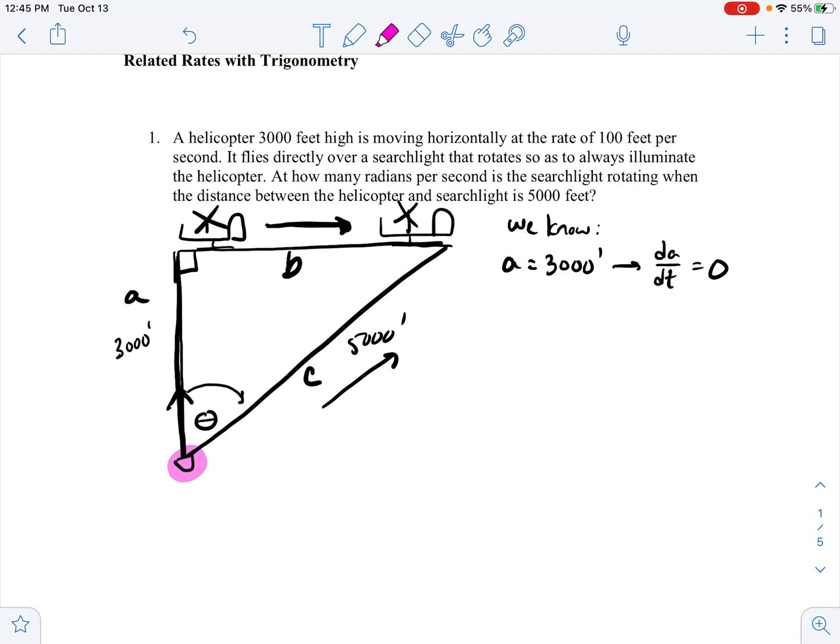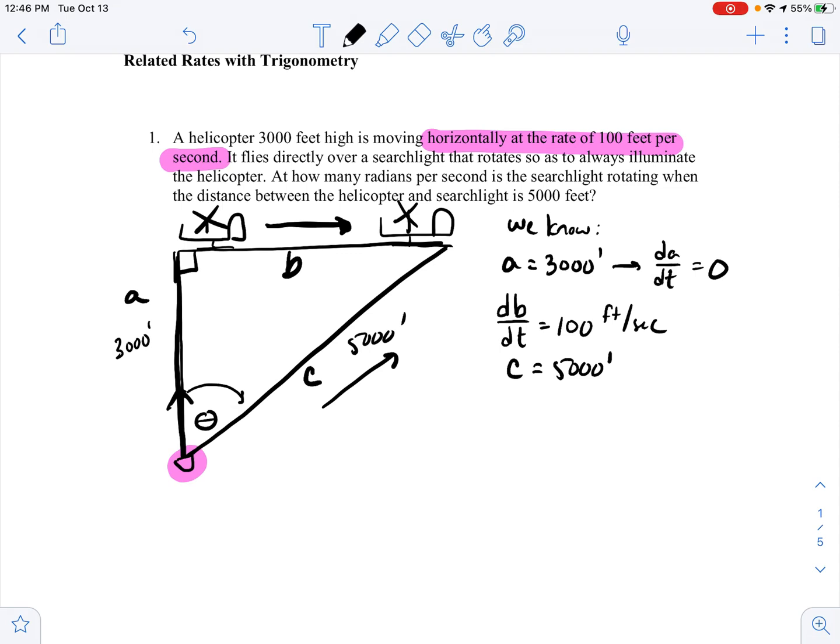Okay, side B, well, let's see. The helicopter is moving horizontally at a rate of 100 feet per second. Well, side B represents the side of the triangle where the helicopter's flying. We actually know the rate of change of side B here. So dB/dt, the rate of change of side B, that's our 100 feet per second. Okay, we know that. And we're looking specifically for the rate of change in the angle when the helicopter and searchlight are 5,000 feet apart. That's going to be exactly when C is 5,000 feet.